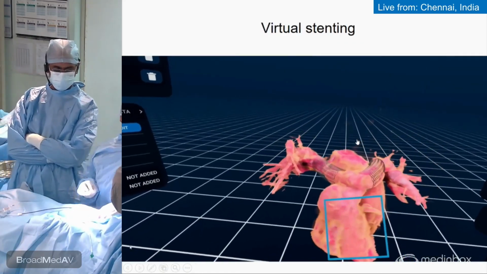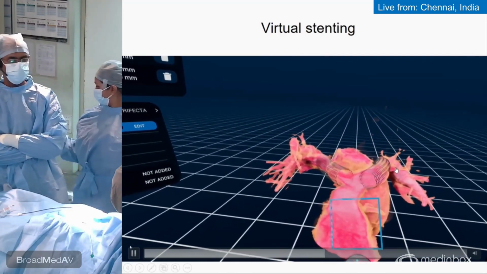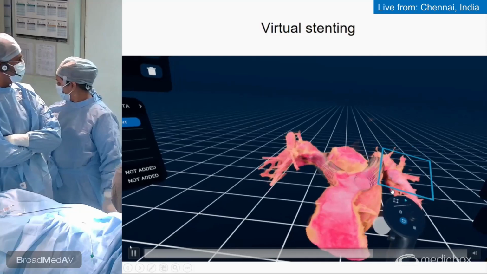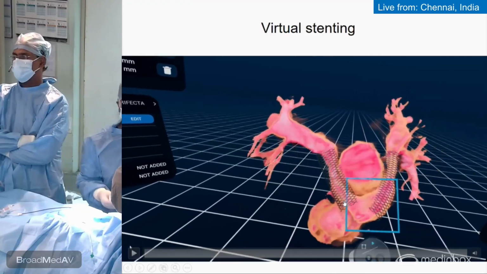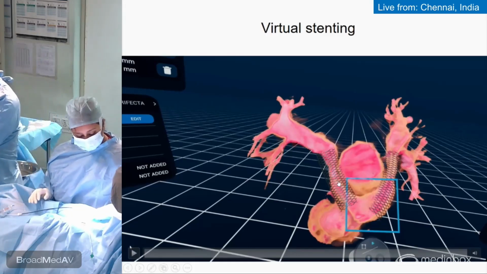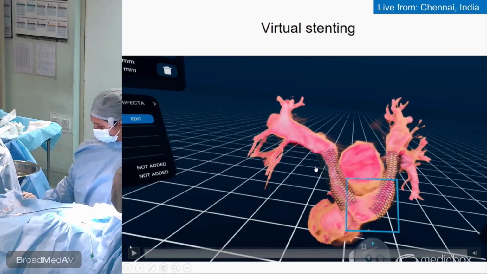So this is like a virtual stenting, how it can be done. The plan is to virtually stent both the branch PAs, and if we stent it, we will see that the stents will not be in contact with each other, both are a bit far from each other, and we will be able to achieve a good relief of obstruction.